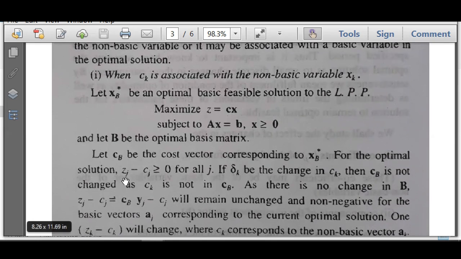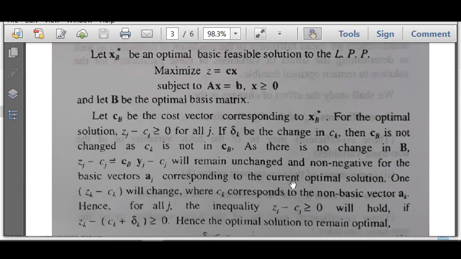Now with a change del k in Ck, CB is not changed, obviously, because CB is associated with the xb star, the optimal basic feasible solution. And we are considering that xk corresponding to the ck is not a basic variable. So this ck is not at all associated with the CB in the table. That means there is no change in B. So zj minus cj will remain unchanged and non-negative for the basis vectors aj corresponding to the current optimal solution. Only zk minus ck will change, where ck corresponds to the non-basic vector ak.